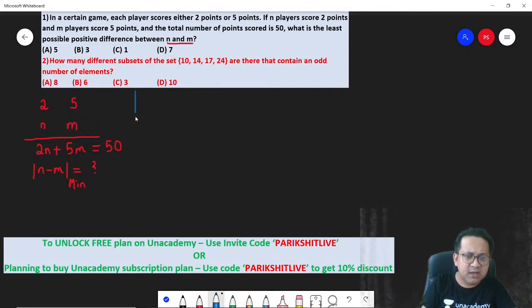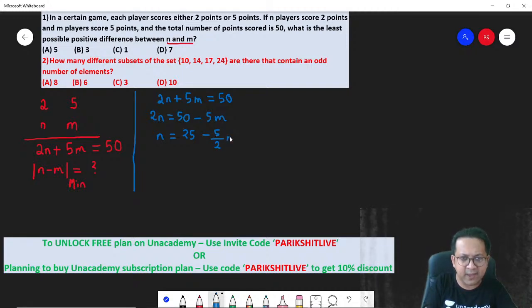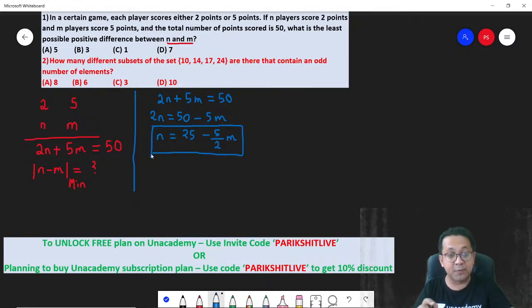How will you do this? Remember 2N plus 5M is 50. We'll start from there. So how much is N? 2N is equal to 50 minus 5M, correct? Or N is equal to 25 minus 5 by 2 M. Now remember, N minus M has to be minimum.